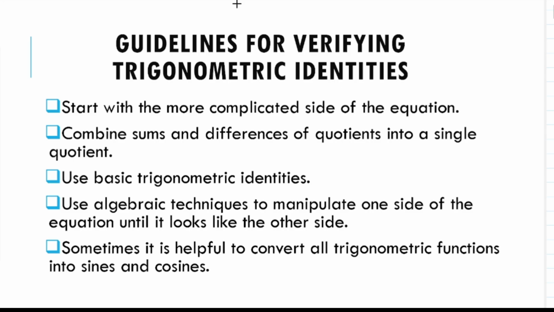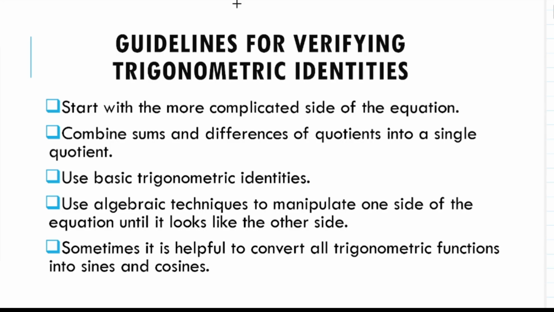Okay, so guidelines for verifying trigonometric identities. Number one, you start with the more complicated side of the equation. Start with the side that is more complicated, that is very long, and that you can make substitution manipulations on, like addition of fractions or applying squares and all those things. Then number two, you combine sums and differences of quotients into a single quotient. If you have sums and differences, you combine them into a single quotient. That is, if you have divisions that are separated, you combine them.